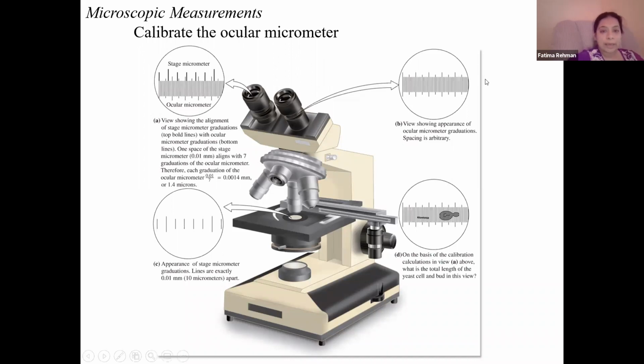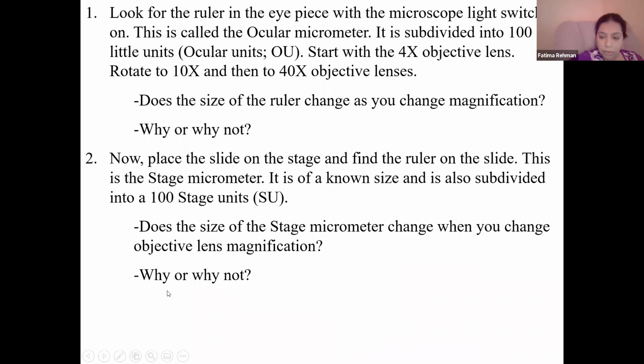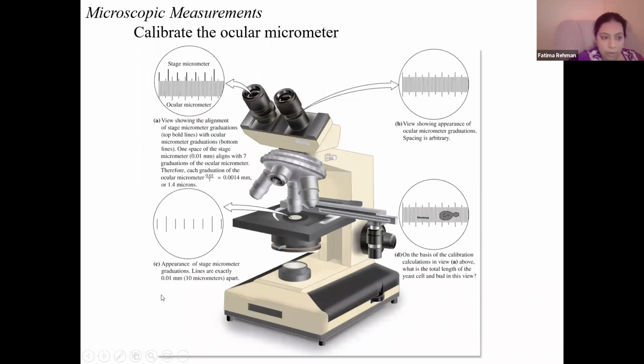The reason for that is that if I were to look at a specimen, let's say a cell of whatever type under the microscope, some mammalian cell. One second, I want to get my pen out.